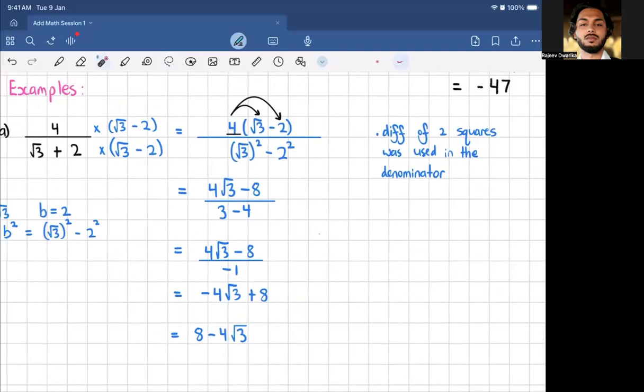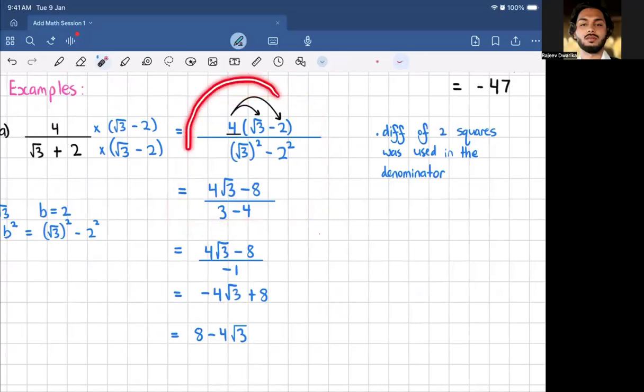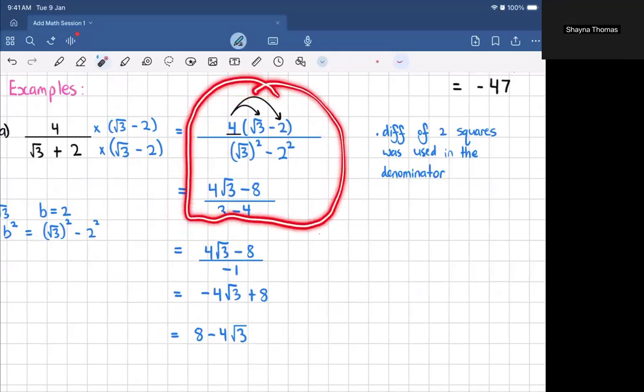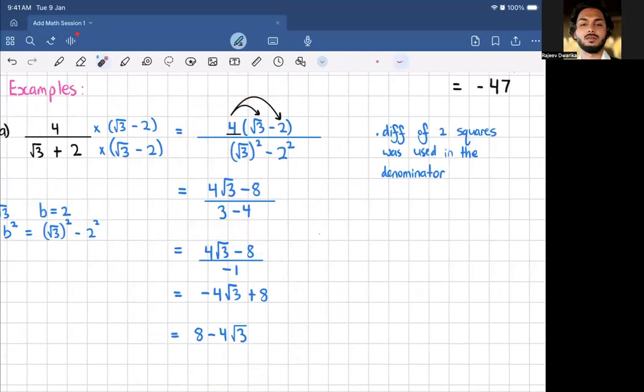Shay, you okay with everything up to this point? I'm okay with everything. Sheena, are you okay up to this point? Yes. What about over here? I cannot lose you here when I divide by -1. Yeah or no? Tell me, did I lose you over here?